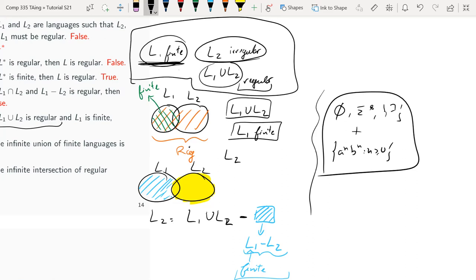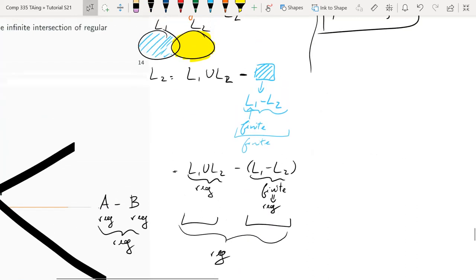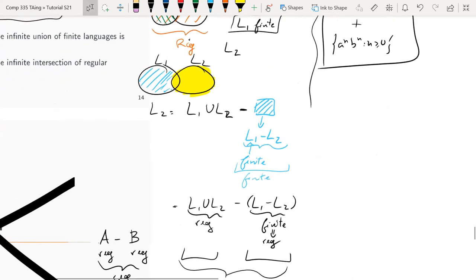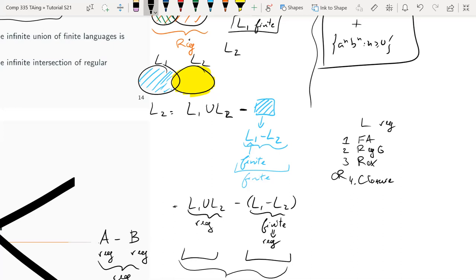So here I'm showing it's regular with closure properties. Remember, there are several ways to show that a language is regular. To show that L is regular, there are three main ways. You create a DFA or NFA, a regular grammar or regular expression, or you use closure properties, right? So to prove that something is regular, use those. And then to disprove, of course, you use the pumping lemma.